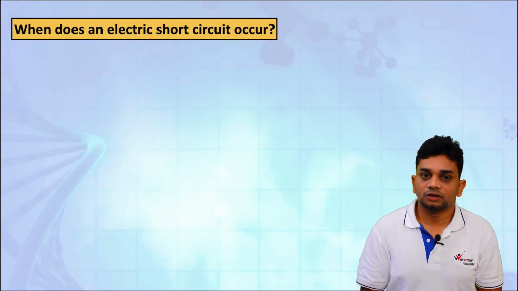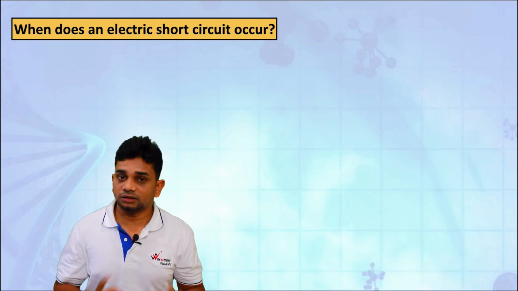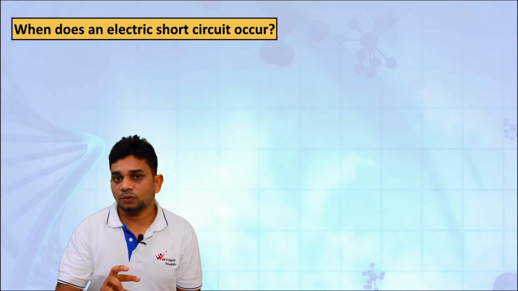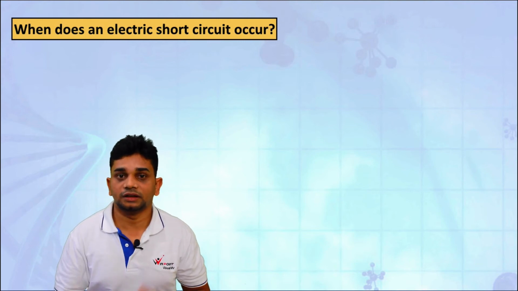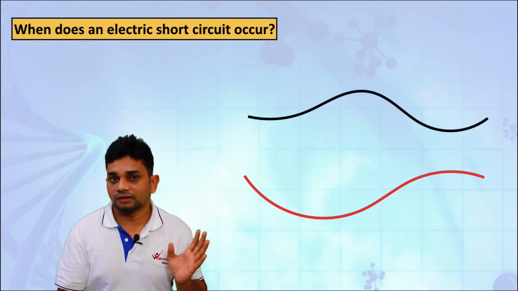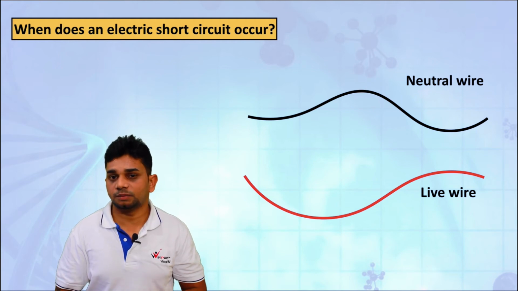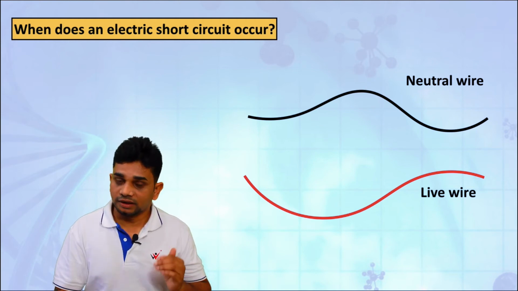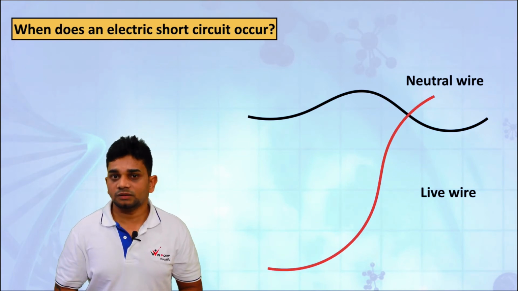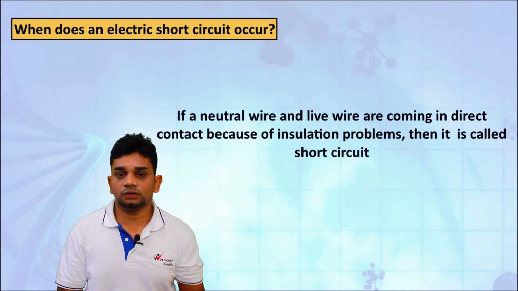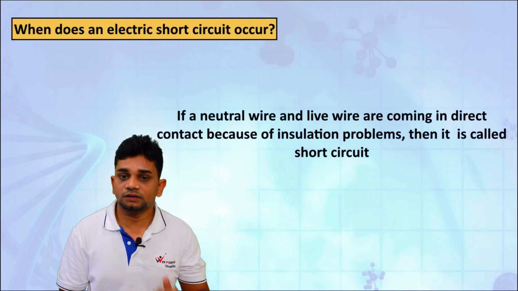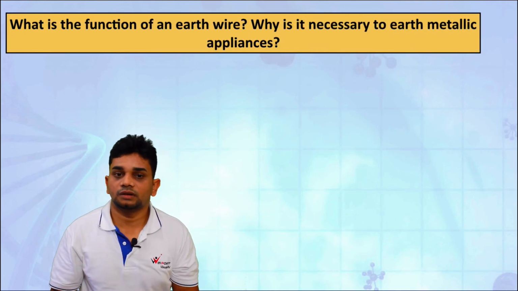When does an electric short circuit occur? There are three wires, earth wire, neutral wire and live wire. If there is a direct contact between live wire and neutral wire, then we can say that there is a short circuit. These are two wires, live wire and neutral wire. If there is a direct contact between neutral wire and live wire, then it is known as short circuit. So here there is a contact between live wire and neutral wire, so it is short circuit. If a neutral wire and live wire are coming in direct contact because of insulation problems, then it is called short circuit.